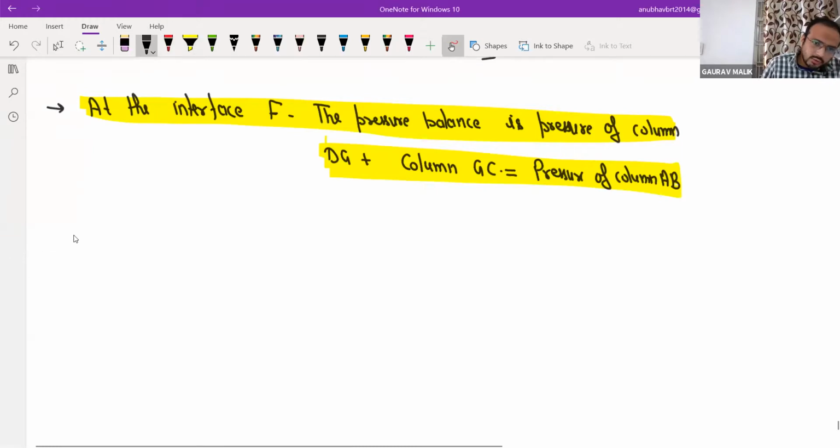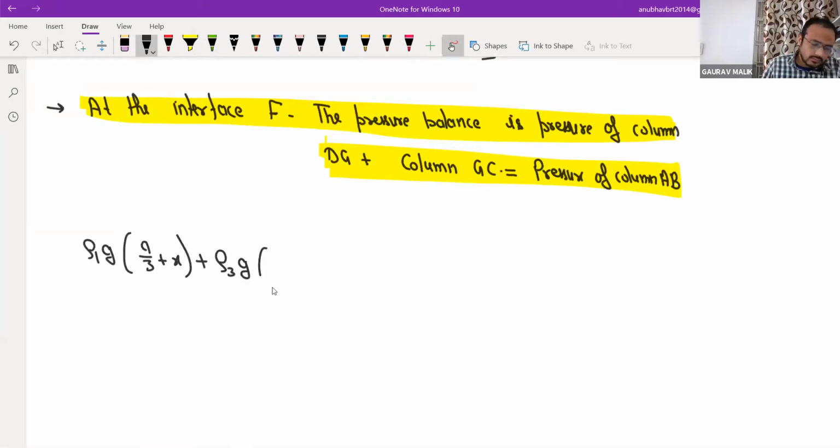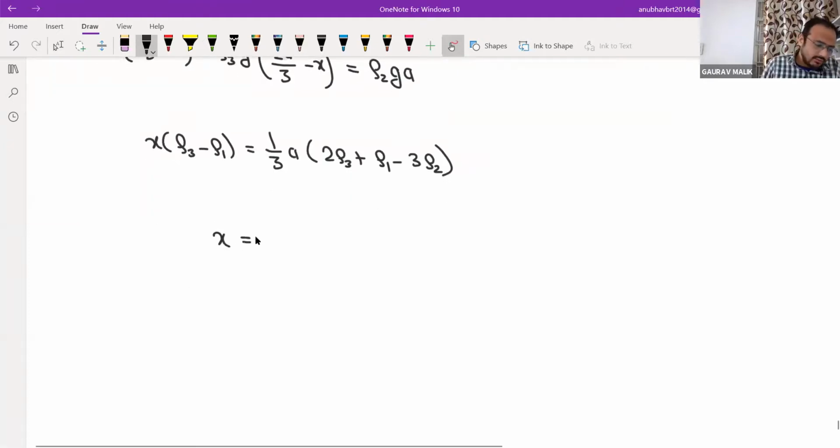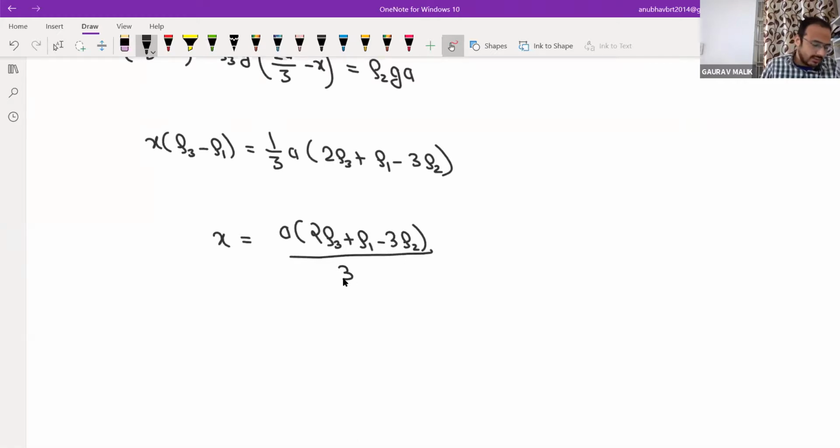So we can write rho 1 into G, A by 3 plus X, rho G plus rho 3 into G, 2A by 3 minus X is equal to rho 2 into G into A. Then after solving, you will get X is equal to A into 2 rho 3 plus rho 1 minus 3 rho 2, divided by 3 into rho 3 minus rho 1.